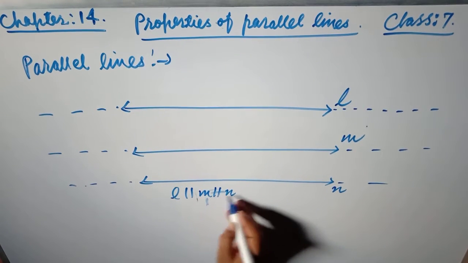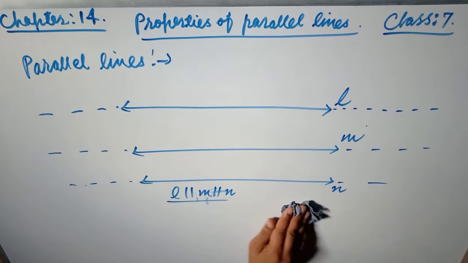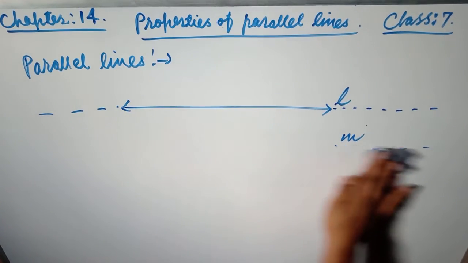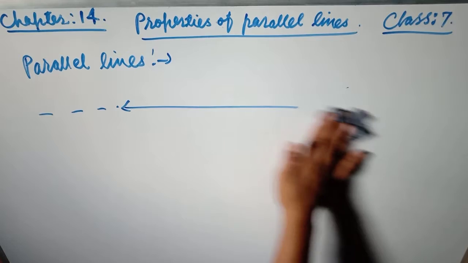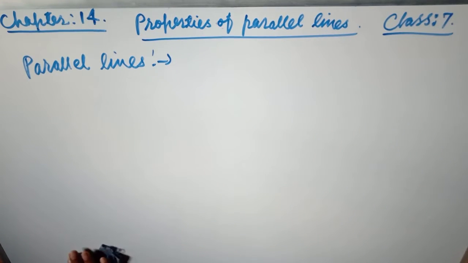Okay friends, once again, two or more lines that do not intersect after extending the lines in both the directions are known as parallel lines.